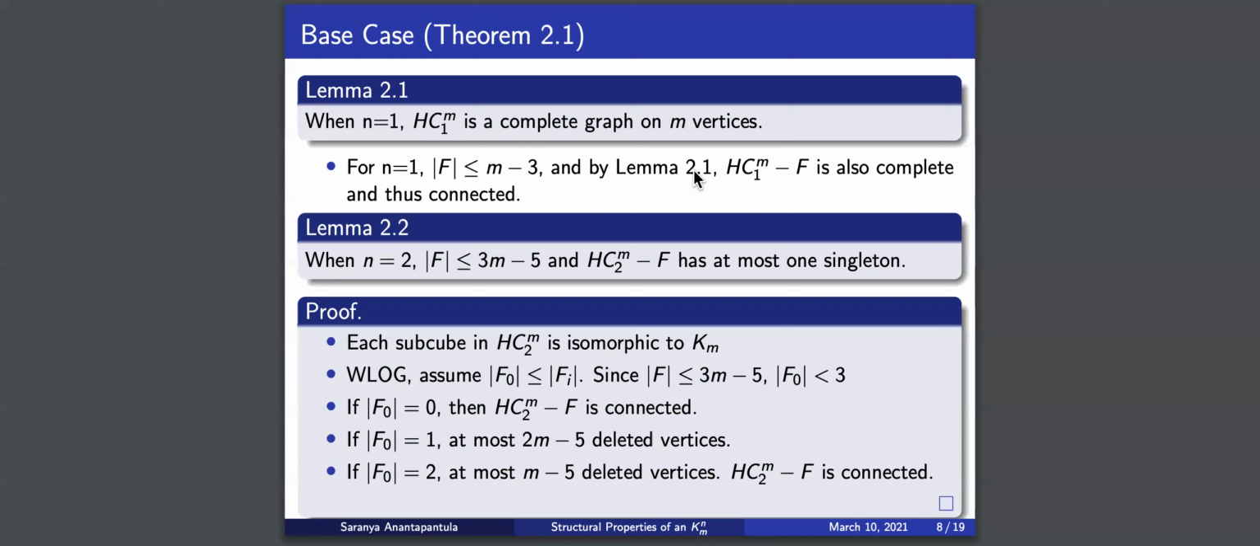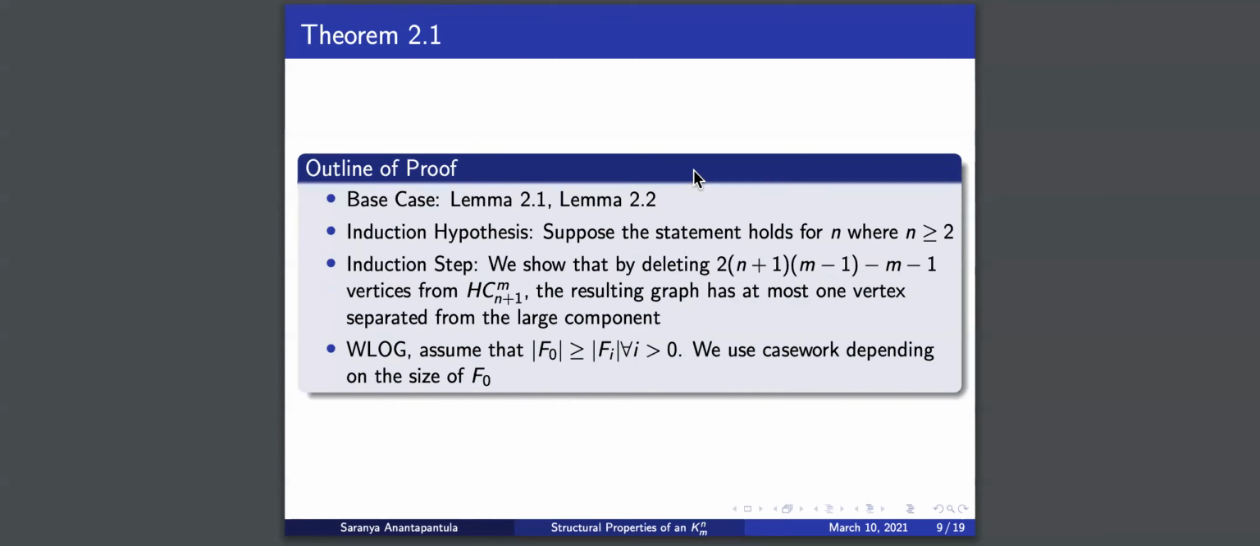in f of 0, there is at most 2m minus 1 more deleted vertices, which means that at least one more vertex is isolated from the rest of the graph, since each vertex has m minus 1 neighbors in the other subcubes. Lastly, when there are 2 vertices in f of 0, at most m minus 5 vertices are deleted from the rest of the graph, and that means there's still an edge between a pair of subcubes, and they all belong to a large connected component, which we will call C, and thus this lemma has been proved. So we can assume that our statement holds when n is at least 2.